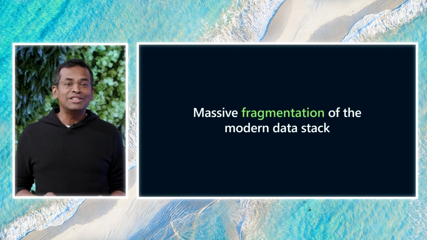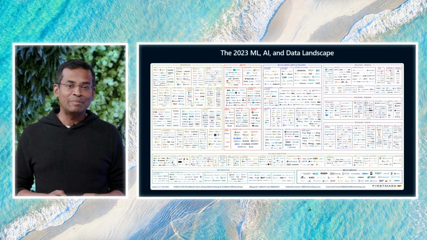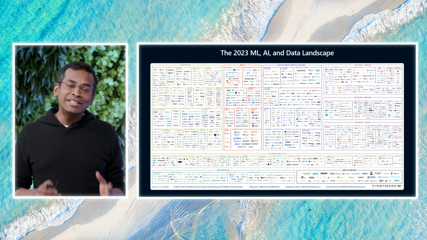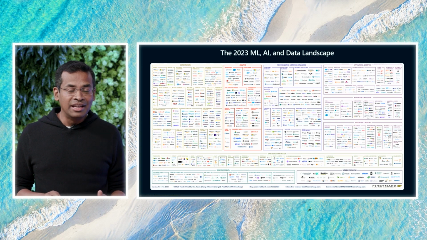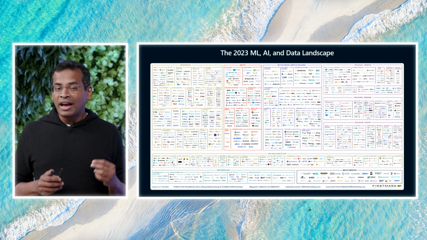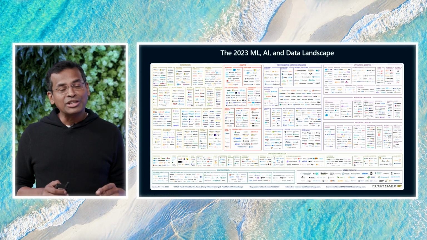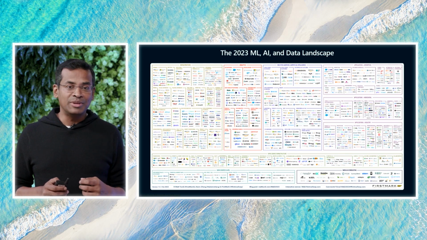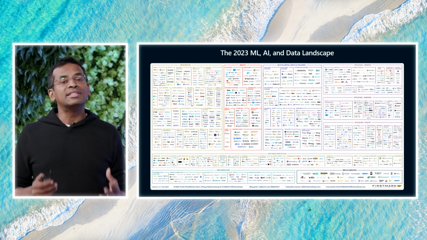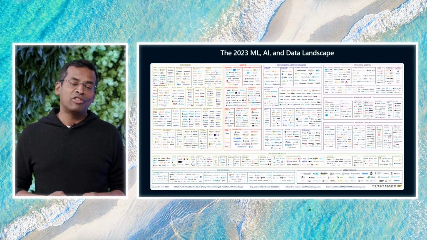If you want to get a sense of the complexity that is confronting our customers, just take a look at this slide. Now, you're not meant to read every single icon on this slide, but this is put together by Firstmark Venture Capital, a VC firm in the Valley, and it shows you the data and AI landscape. Every little icon here is a product or technology that is confronting our customers. So when our customers are looking at getting value out of data, this is the wall of complexity that's confronting them.